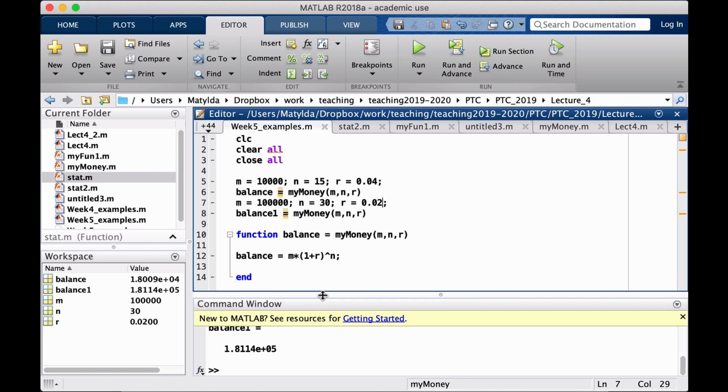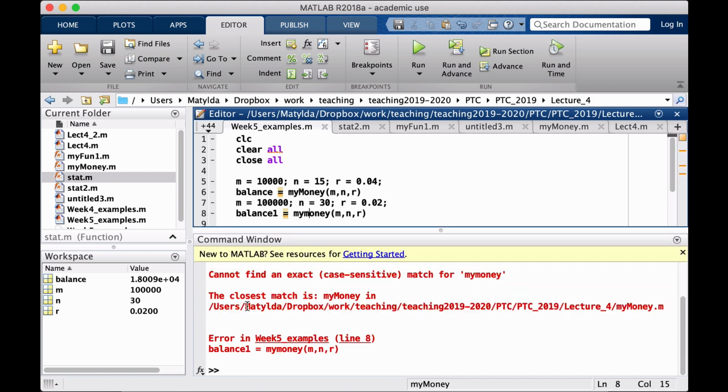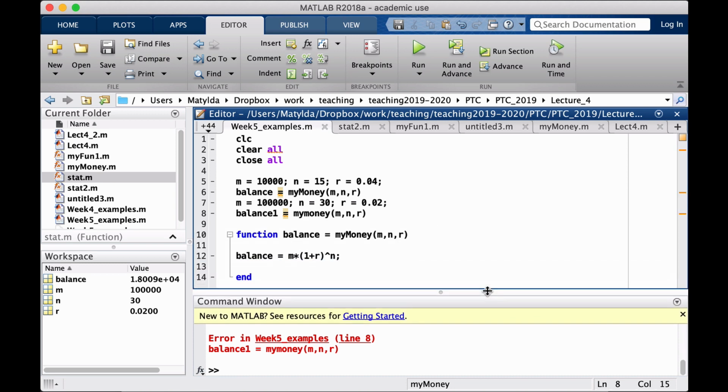Now, what is also important to say is that when you call your function, there are two things that are important. What is the name of your function? If you type the name incorrectly, like for instance I put small m in here, Matlab will complain that it cannot find an exact match for my money. So remember to type the function name correctly.